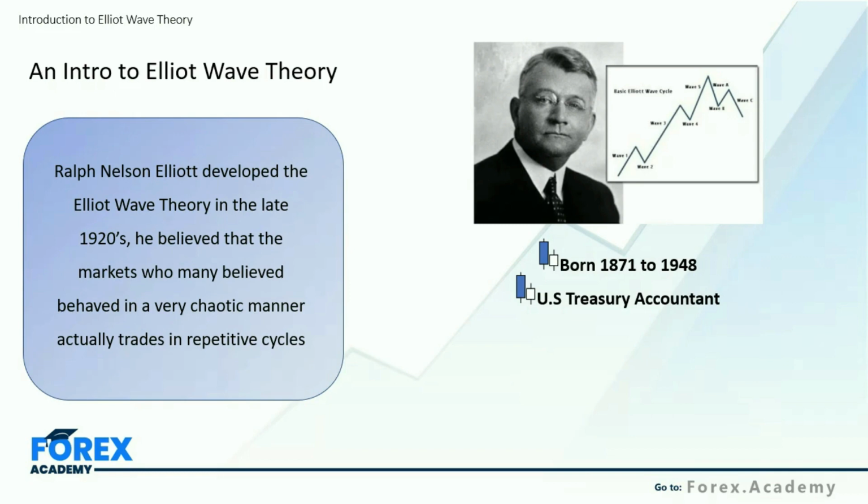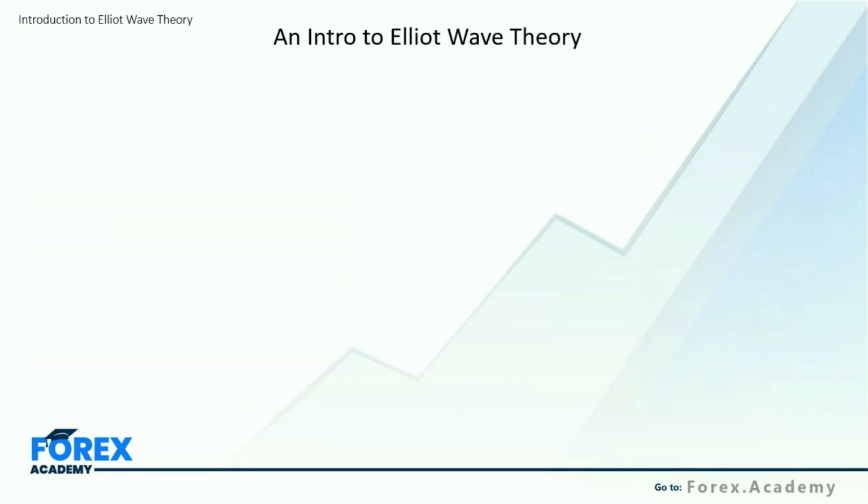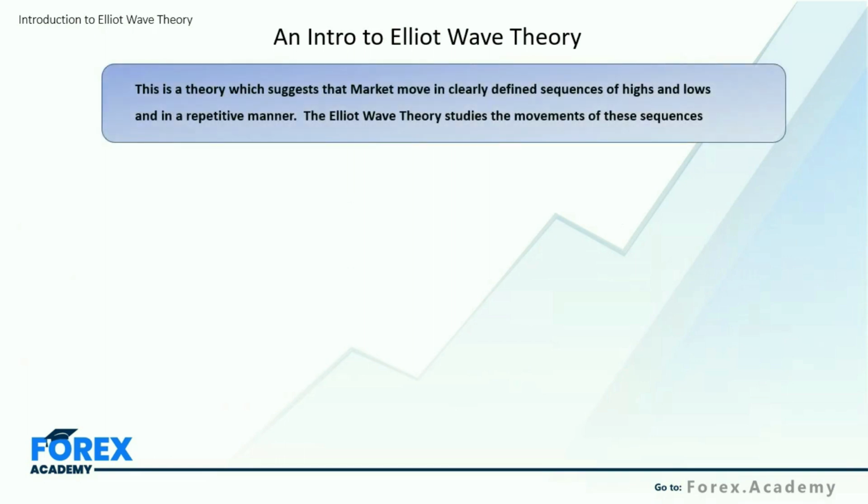He was a US Treasury accountant. Now in his 50s, he began to study stock market data, looking at price action. And he observed that stock market prices trend and reverse in recognizable patterns. And this, of course, then was able to give birth to his Elliott wave theory. So to just encapsulate what the Elliott wave theory is, this is a theory which suggests that market moves in clearly defined sequences of highs and lows in a very repetitive manner. So the Elliott wave theory studies the movements of these sequences.